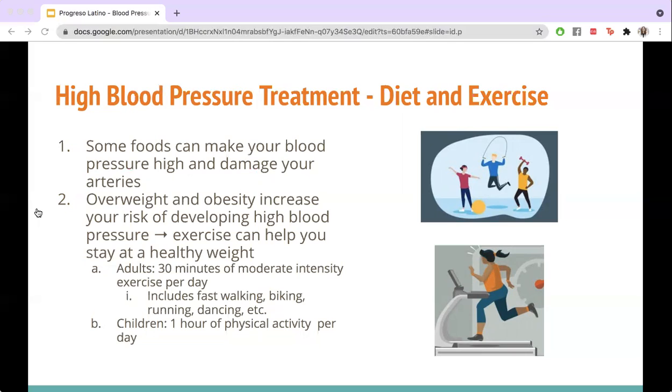So how much exercise should you be getting? For adults, it's 30 minutes of moderate intensity exercise per day. And that can include fast walking, biking, running, dancing, or any other form of exercise. For kids, it's 1 hour of physical activity per day.